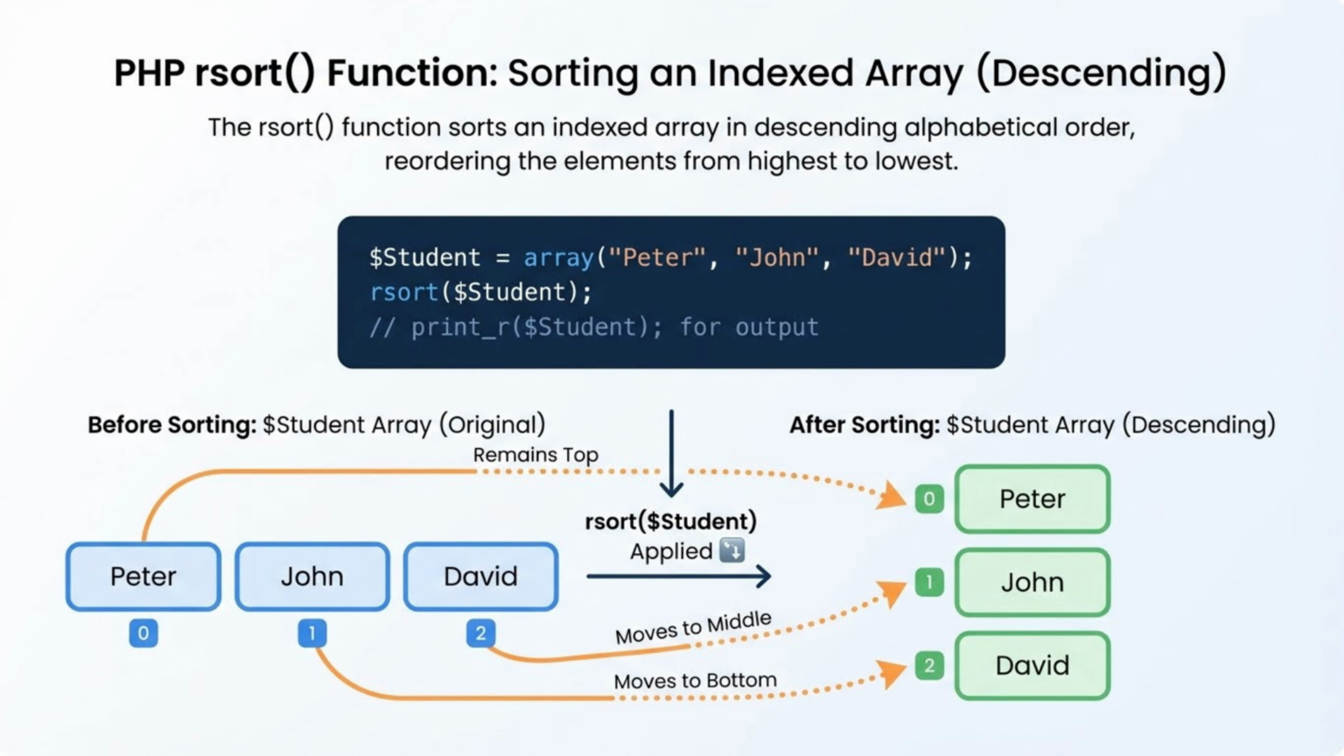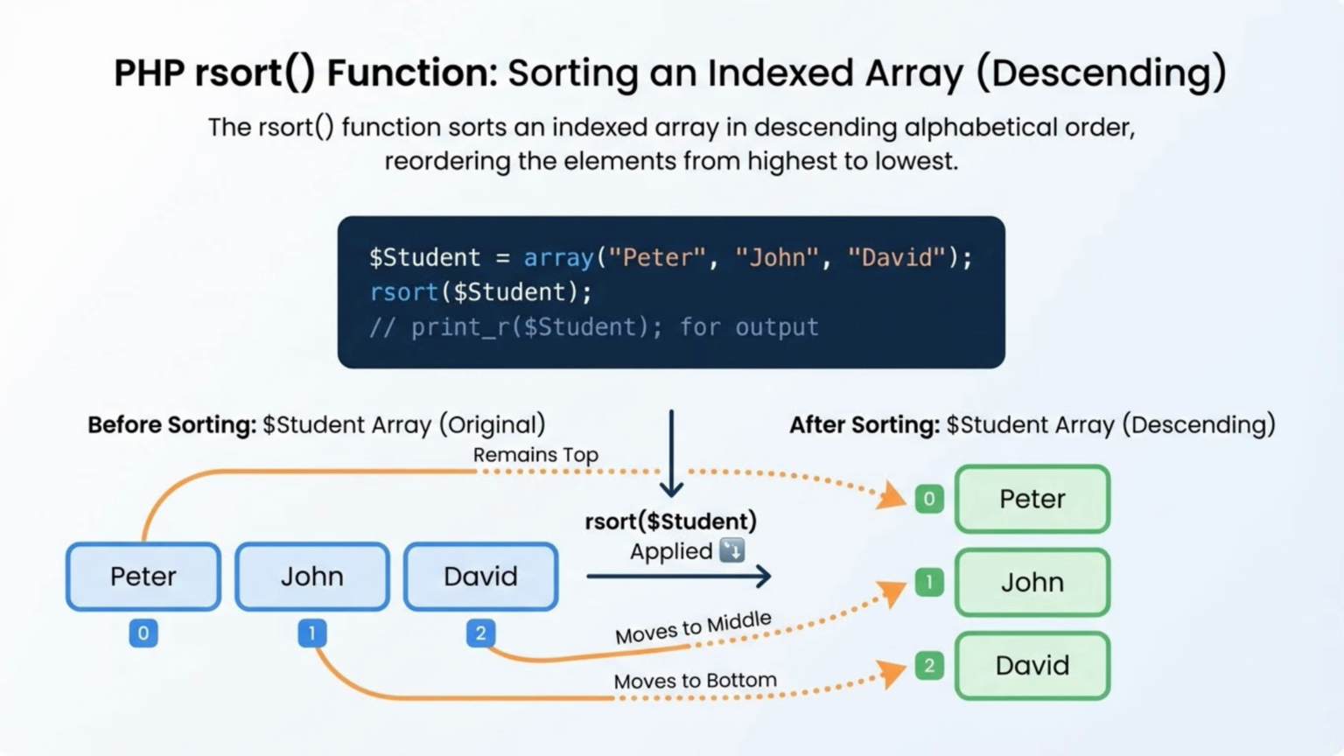The rsort function is used to sort an indexed array in descending order, which means arranging the elements from the highest value to the lowest. When working with indexed arrays, the elements do not have named keys. Instead, they use numeric indexes, such as 0, 1, 2, and so on. Because of this, the sorting process simply rearranges the values themselves without having to maintain key-value relationships like associative arrays do. The rsort function is particularly useful when you want to reverse the typical alphabetical or numerical order and display items from greatest to least.